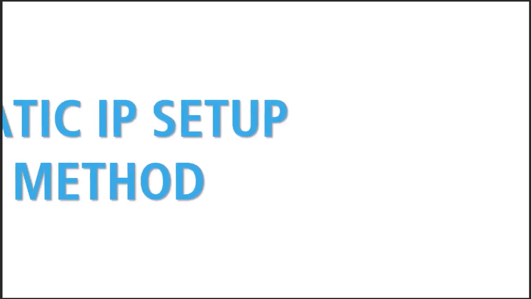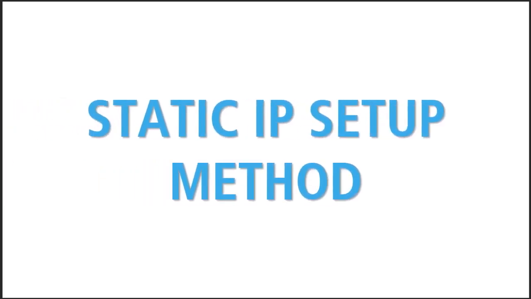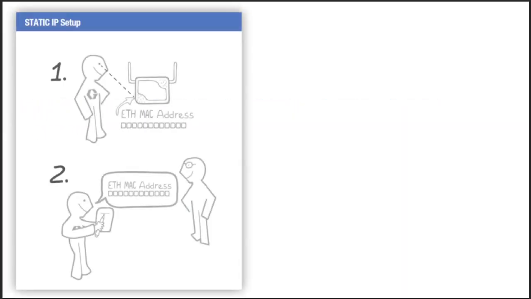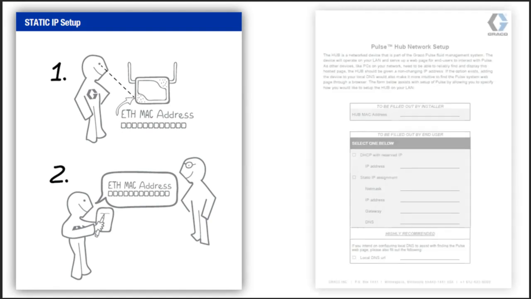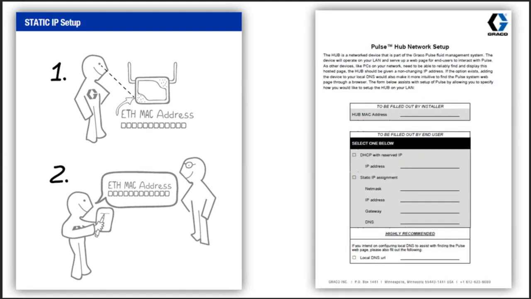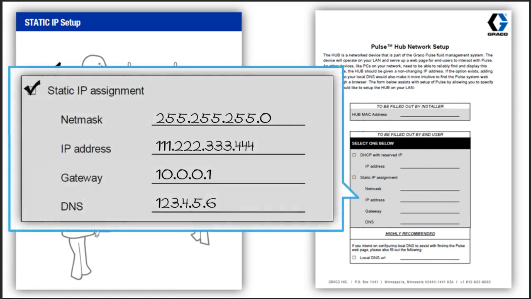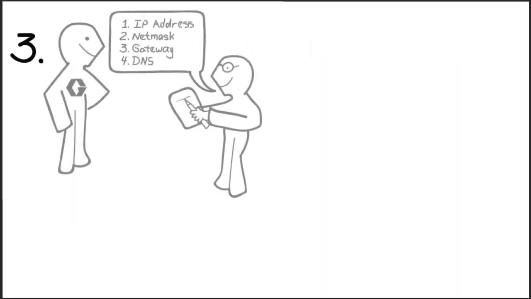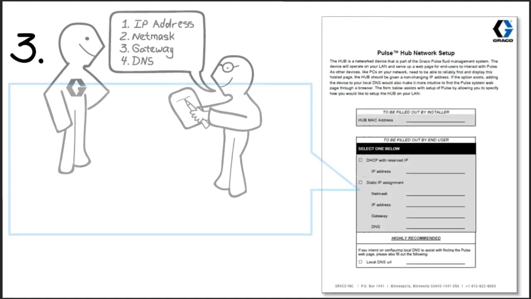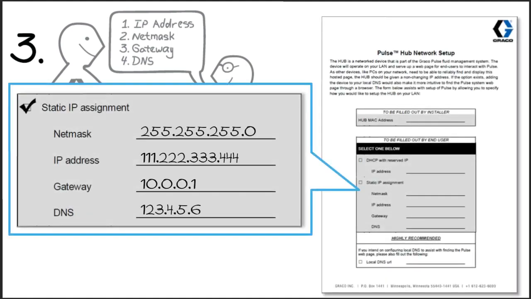Now we'll cover the static IP setup method. Remember, follow these steps when the customer's IT group returns the Pulse Hub Network Setup form with the static IP assignment section completed. We've already completed the first two steps, so we'll move on to step 3. The IT group returns the Pulse Hub Network Setup form with all of these fields completed. You'll need this information later, so hang on to this form.